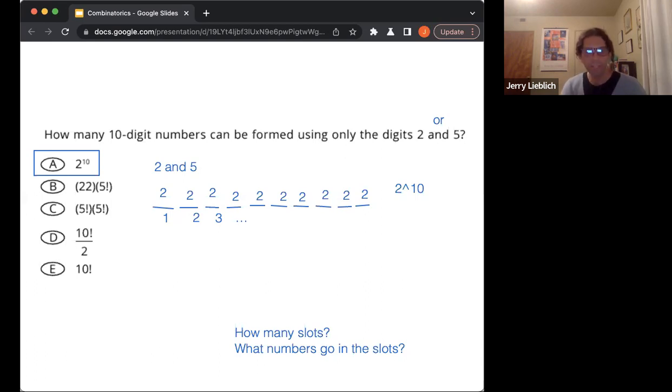So the question is, could I do that with 5 instead of 2? The answer is no, because where this 2 comes from has nothing to do with this 2. I could change this if it said like 3 and 5.